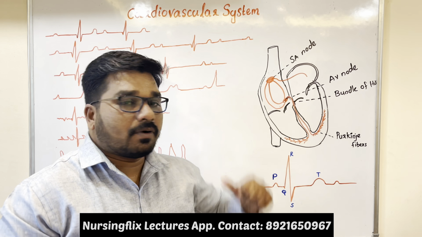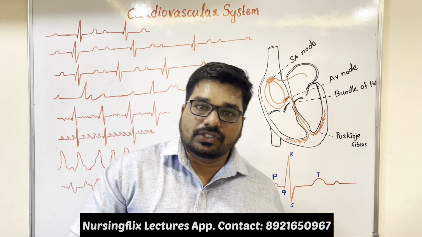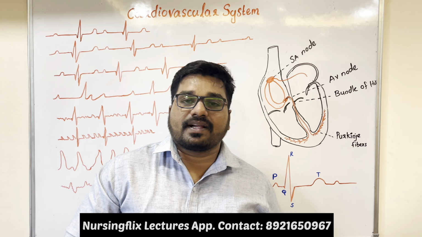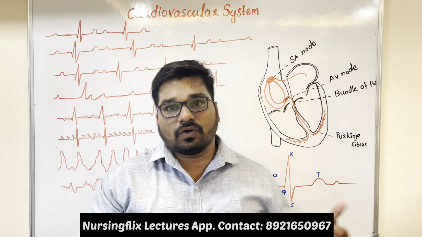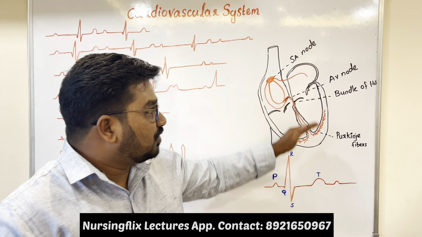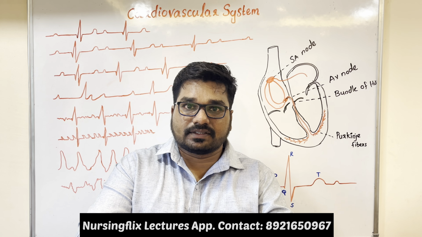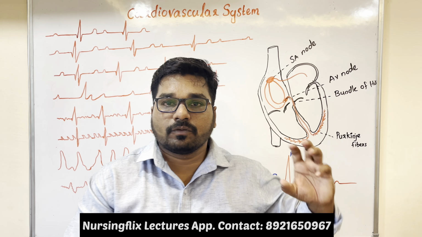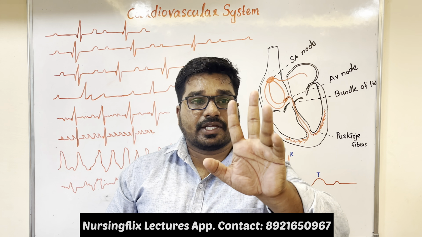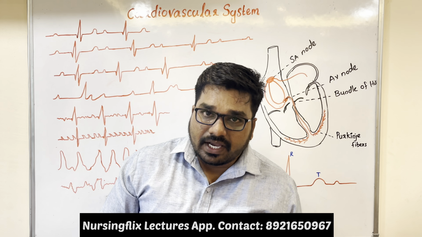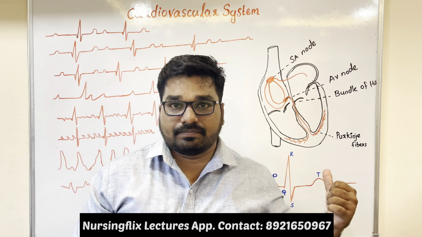Atrial depolarization, atrial systole. Ventricular depolarization is nothing but ventricular systole, and ventricular repolarization is the diastole of the heart. Usually atrial diastole also happens, but during which time? Ventricular depolarization is dominating, so it will be hidden and may not be seen in the ECG. Usually we use 5 waves, P, Q, R, S, T, to represent this electrical activity of the myocardium.